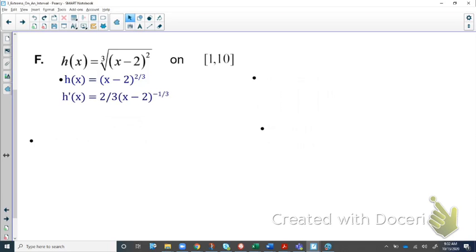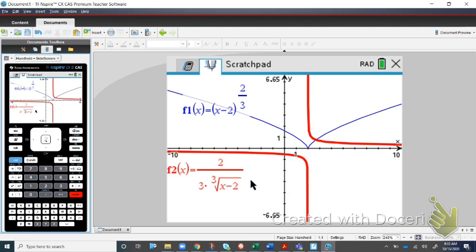And so when I do that, I'm going to wind up with a derivative of 2 over 3 times the cube root of x minus 2. Now, let me go ahead and pause the video real quick one more time. Let me try adding that function to the calculator. Okay, so adding the derivative was successful here, and what you're seeing on the screen is, again, kind of showing you what this is going to look like.